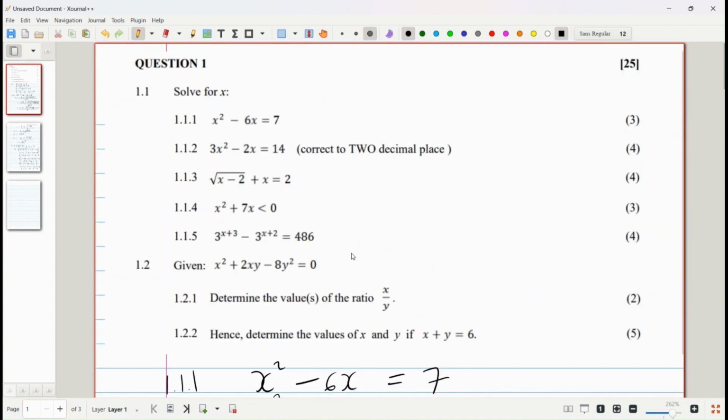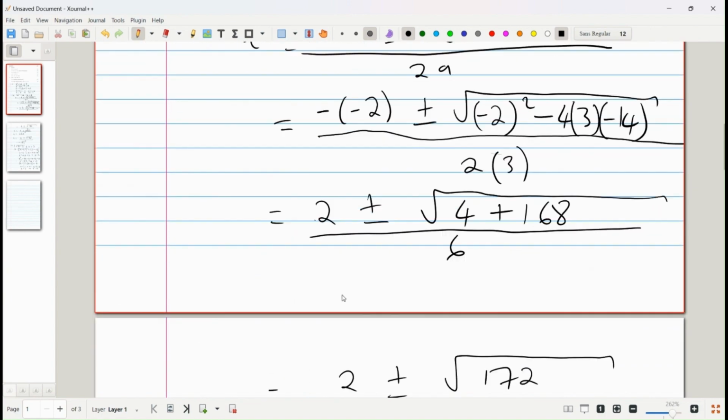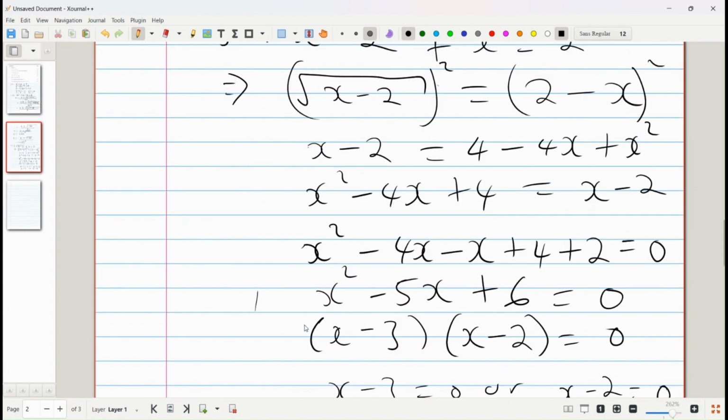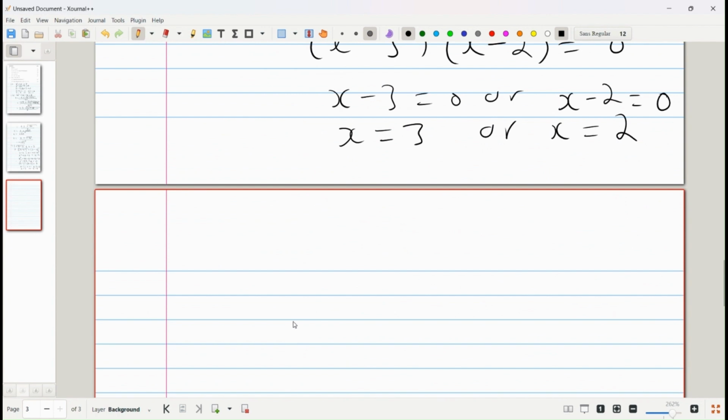So moving forward to question 1.1.4. Okay, I'm going to write it here. 1.1.4, we have x squared plus 7x, which is less than 0. So also here, we are solving for x.